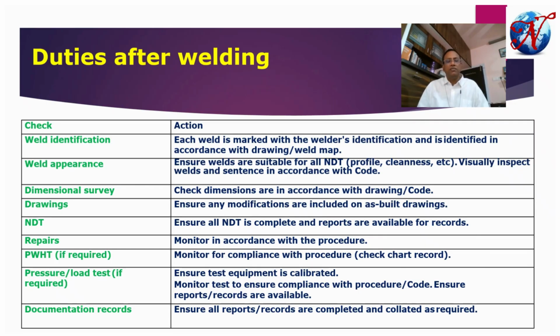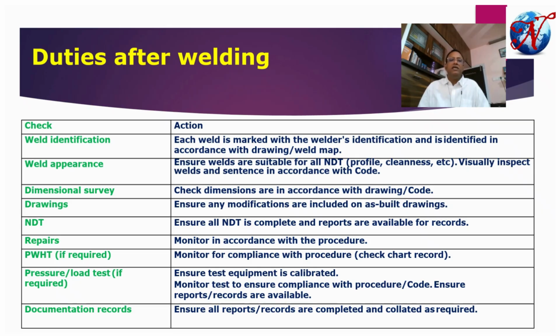And after the completion of welding, the welding inspector needs to ensure the weld identification, weld appearance, and whatever dimensions are required as per the drawing. If that drawing is there, whatever welding has been done, whether it has been done according to the drawings or not, that needs to be checked. If NDT is required, the required NDT needs to be performed. After the NDT, if a repair is there, then the repair will be monitored, whatever repair is required needs to be done, and after that the required NDT needs to be done.